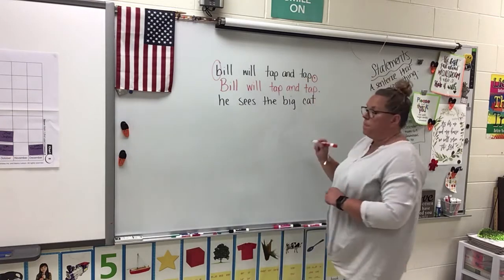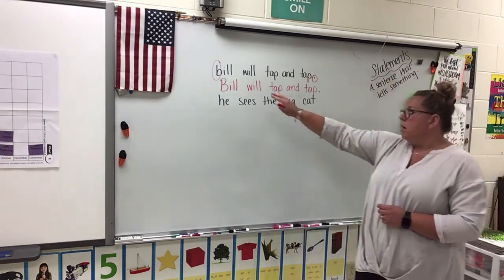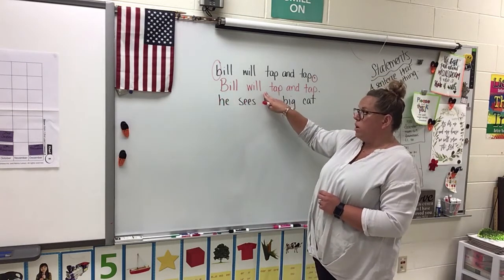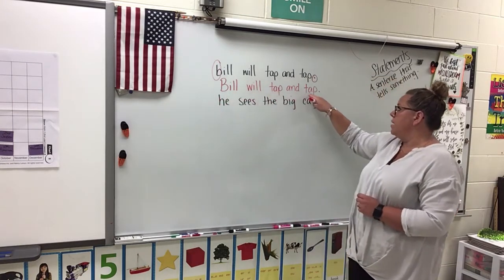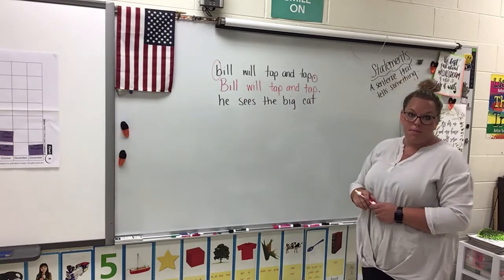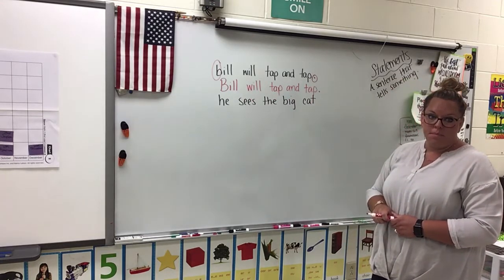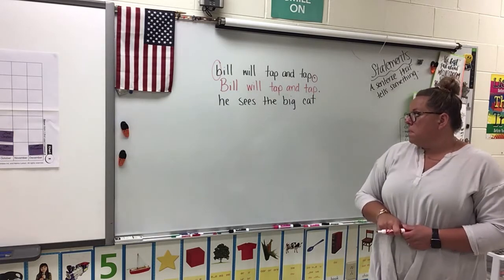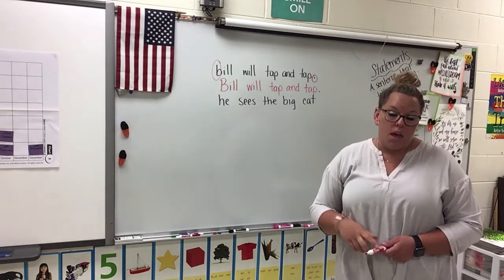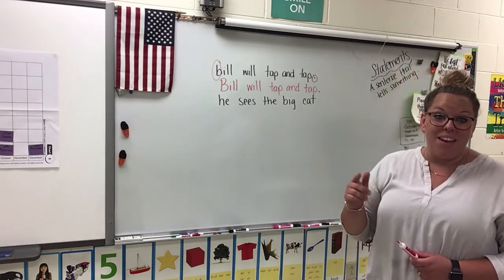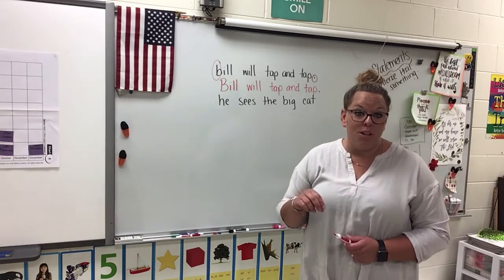So go ahead and rewrite the sentence. Make sure you start with a capital B for Bill. Make sure you have space in between each of your words. Bill will tap and tap. And make sure that you have that period at the end of your sentence. We're going to move on to number 2. If you are not done with the first sentence, go ahead and pause and then hit play again when you are ready.